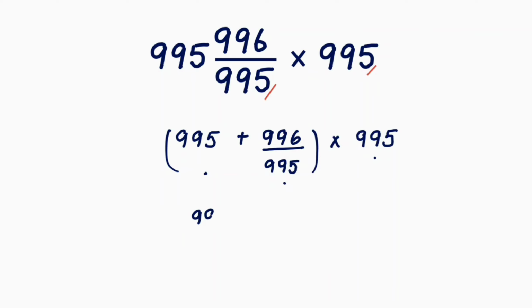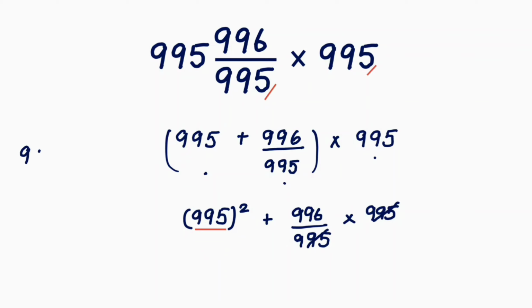This becomes 995 whole square plus 996 divided by 995 into 995. You can easily cancel both the terms. And for 995 square, or to find any square ending in 5, use this trick. Write 5 square at the end, that is 25, and multiply the remaining number with the next number.